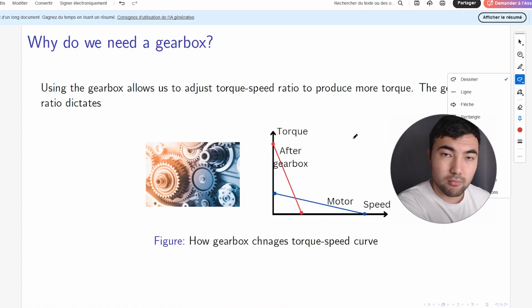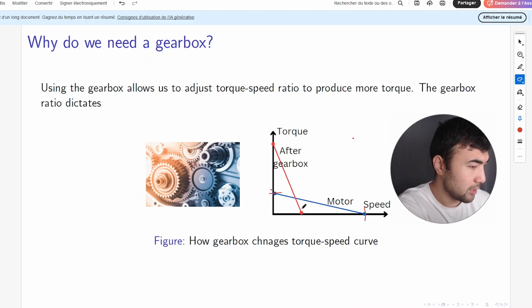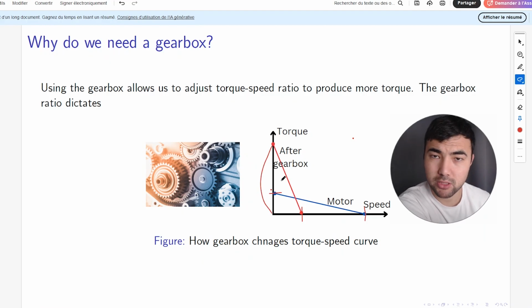And the problem with the DC motors is that we can reach really high speed, but in terms of the torque we are really limited. And to solve this problem we have a gearbox. So when we use the gearbox, we can completely change the torque speed curve. So instead of having this blue line, we end up with the red line. So our speed is less, and this amount is sufficient for us, but we increase the maximum torque we can achieve multiple times.